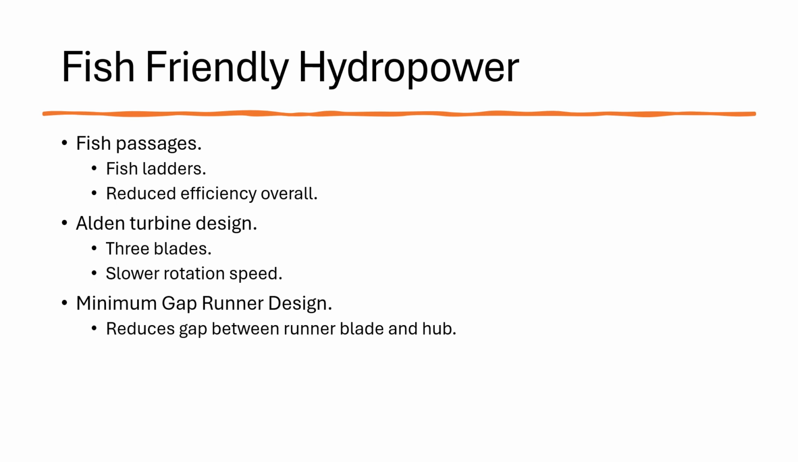And then the minimum gap runner design reduces the gap between the runner blade and the hub. Another thing, just preventing fish from getting caught up in there.